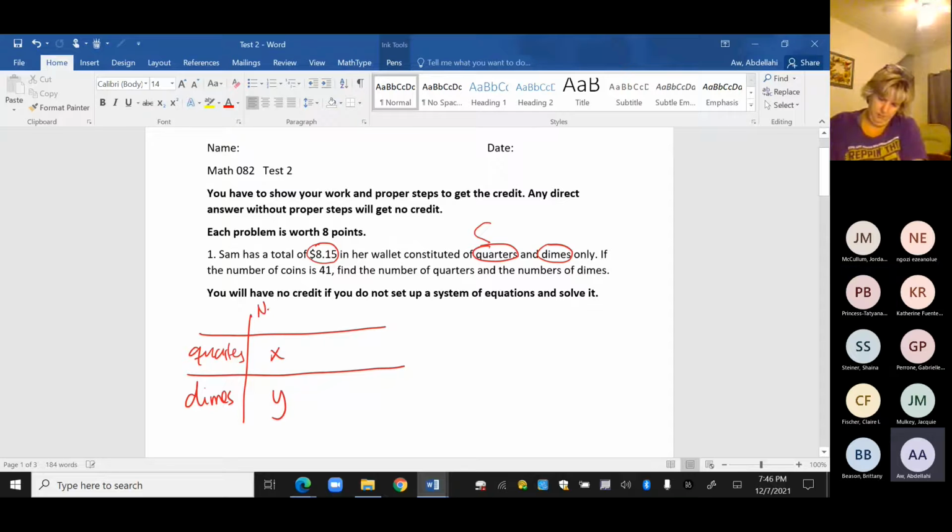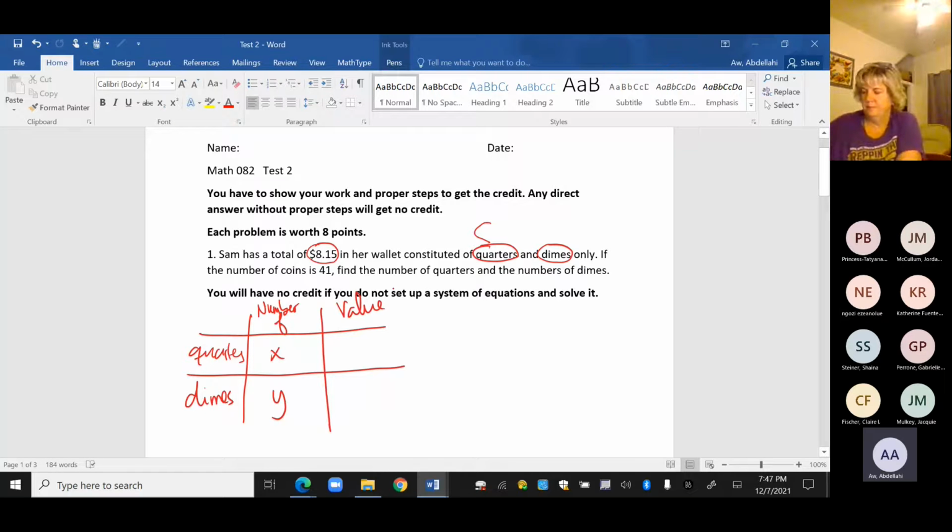How many quarters? I don't know how many quarters. The number of quarters is X and the number of dimes is Y. Now the value. Okay, now you have the choice. You can either count in dollars or you can count in cents, right? Let's say we don't like decimal numbers.